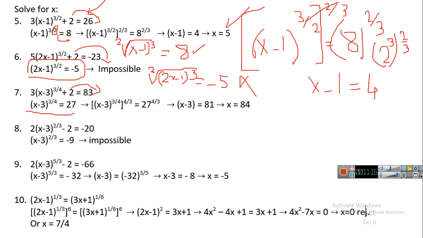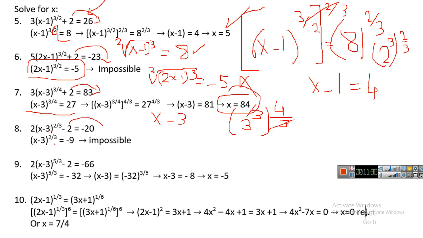So I have power 3 over 4. I do 4 over 3 on both sides. So it will be x minus 3. 27 is 3 cubed, and you have power 4 over 3. So it will be 3 power 4, which is 81. So x is 84. Here, if you have this one, you take the minus 2 to the other side, it will be minus 18 over 2, minus 2.